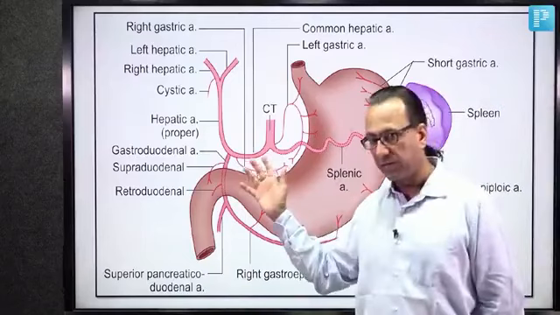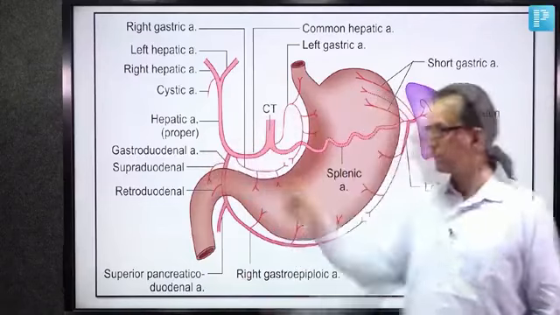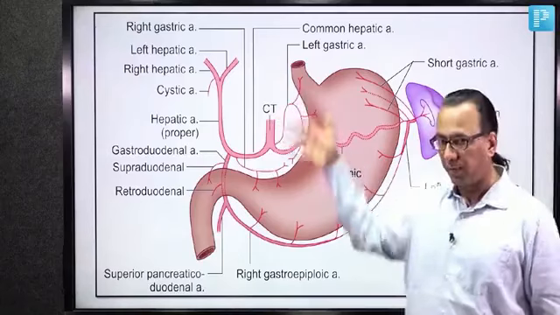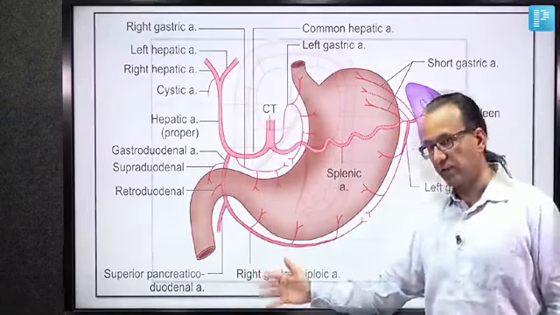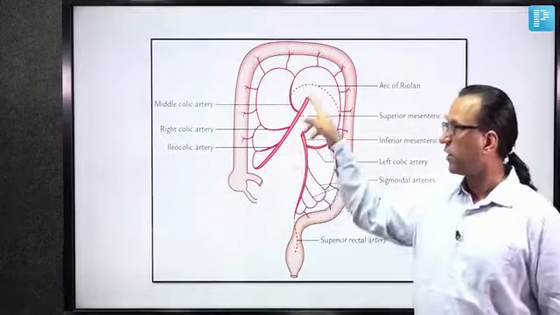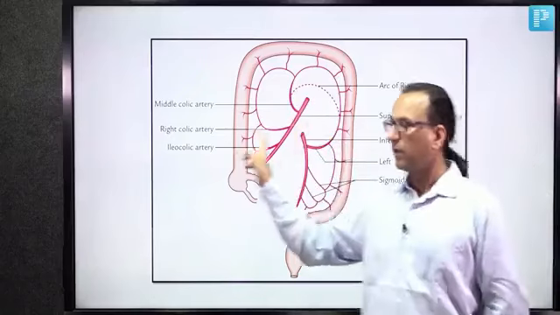Now, if we know the arteries, the veins will follow them and have almost the same name. We'll see one diagram later. At present, let us look at the branches of the superior mesenteric artery and inferior mesenteric artery as well. The superior mesenteric artery, which is the artery of the midgut, will be giving the ileocolic artery and the middle colic artery. The ileocolic artery itself will be giving the right colic artery.